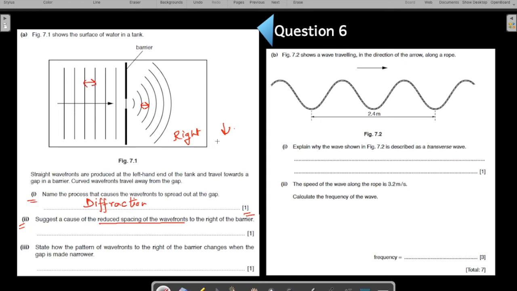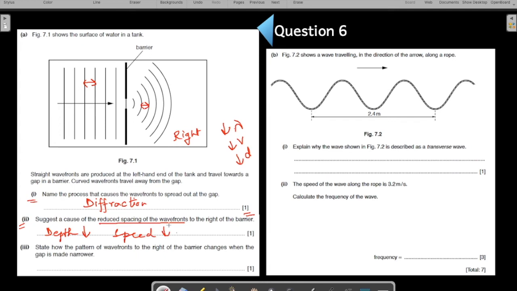Spacing between the wavefronts is lambda. What has gone down? Lambda has gone down. Lambda goes down when the speed goes down. Speed goes down when the depth goes down. Right? So what is happening on the right side? You can either say that the depth has gone down, or you can say that the speed has gone down.